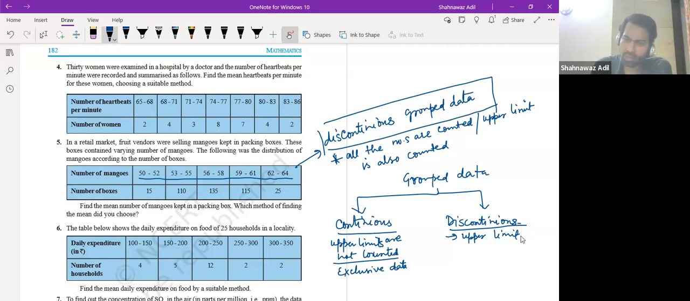Okay, so upper limits are counted, and this is called the inclusive data, right? All the things are included. So you guys please note down this part, and then we'll do this fifth question.